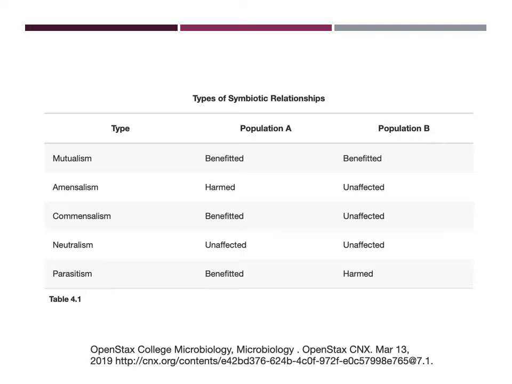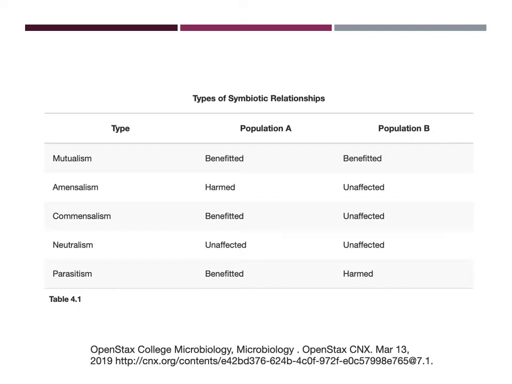So this table does a nice job of summarizing the different types of symbiotic relationships. If we look at the table, we'll notice that we have a column for population A and a column for population B. So keep in mind that when we're talking about a population, we could be talking about a single organism or species and how it interacts with another organism or species. The relationships we're going to focus on are mutualistic, commensal, and parasitic.